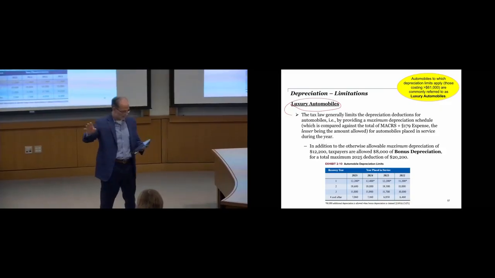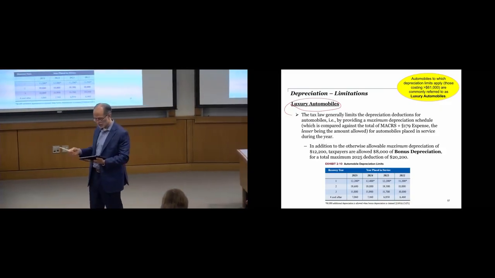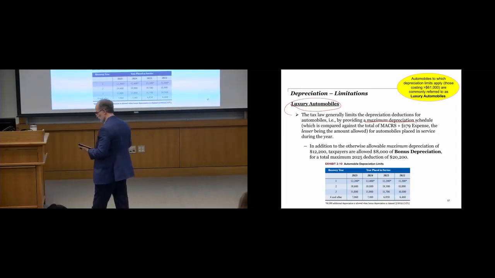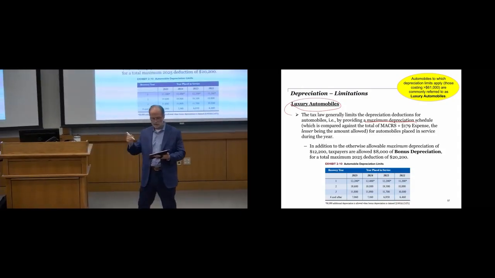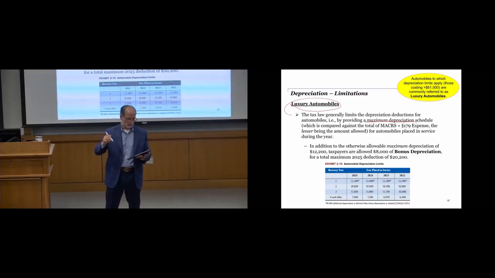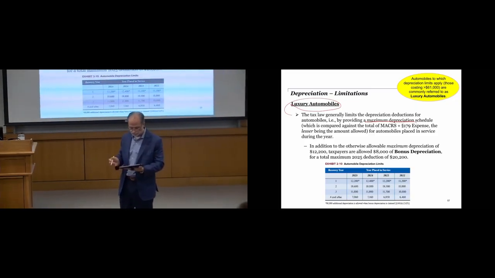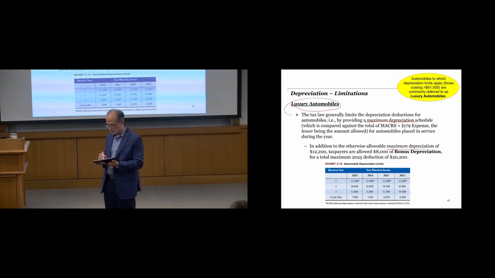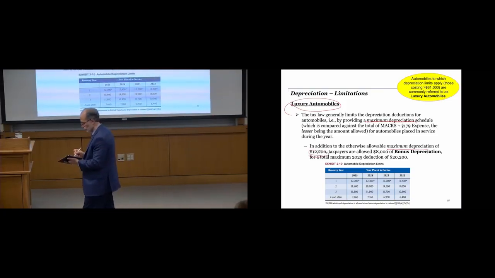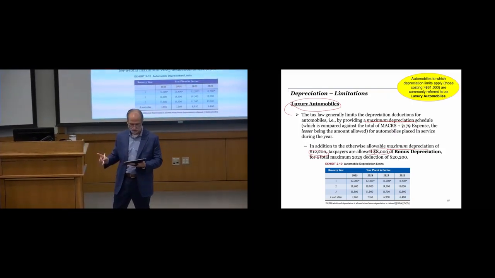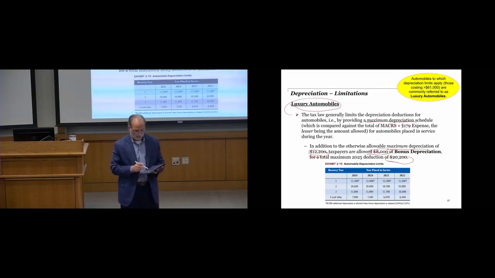Okay? So the tax law limits the depreciation deductions for automobiles by providing a maximum depreciation schedule, which is compared against the total of MACRS and 179 expense, with the lesser being the amount allowed. So this is a cap. What I can do for automobiles placed in service during the year. In addition to the otherwise allowable maximum depreciation deduction of $12,200, taxpayers are allowed $8,000 of bonus depreciation for a total maximum 2025 deduction of $20,200.